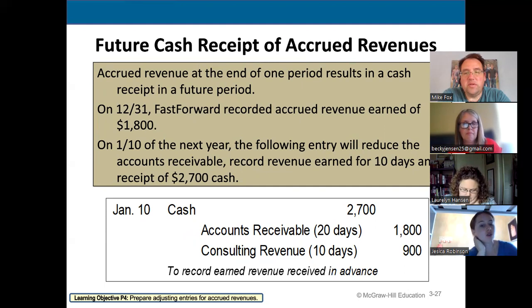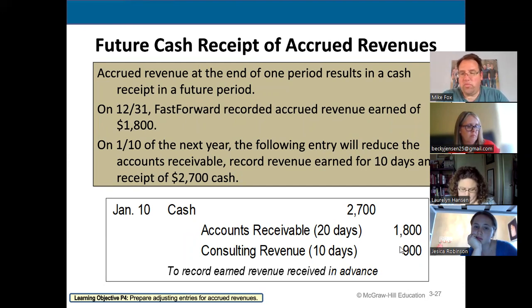For the consulting revenue on this one, I thought revenue goes up by a credit. Right. So don't you want it to go down because you already recognized the revenue in the last one? Well, so we recognized 1,800 of the revenue in the last one. So now we're just getting rid of the account receivable that went along with that. But then we're recognizing the amount of revenue that we earned during January. So it's going up there.